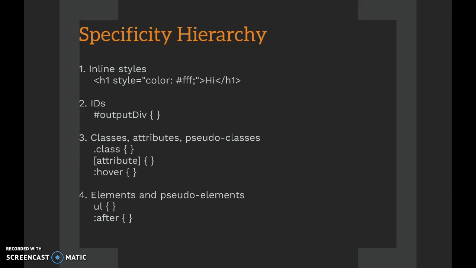An ID is an identifier for your page elements, such as here we have an output div. The third are classes, attributes, and pseudo-classes. In this group we have a class, the dot class, we have an attribute, and the hover is a pseudo-class. For instance, if you wanted to style your link, but only when the mouse is hovering over it, you would use the hover pseudo-class. The fourth is elements and pseudo-elements, including before or after, as well as regular elements like an unordered list. If you don't know what exactly any of these terms stand for, there are some great resources at the end of the presentation that will be given to you.